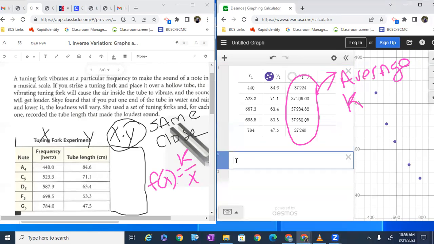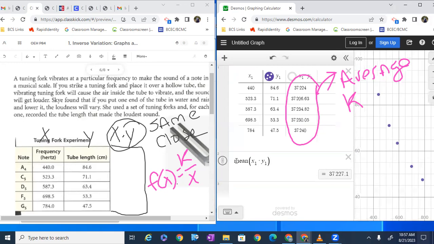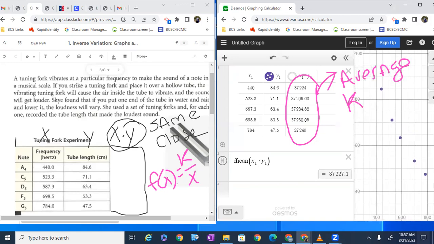I'm going to come down to cell 2 and type in mean. What I'm doing is finding the mean of that X1 times Y1, so I'm going to just type that in, X1 times Y1. And that should give us that value of 37,227. So this, for right now, is what I'm going to assume is our K value in that equation. So I'm going to type it in.